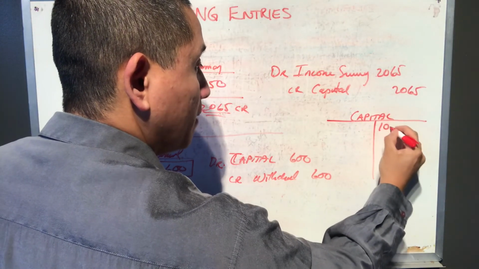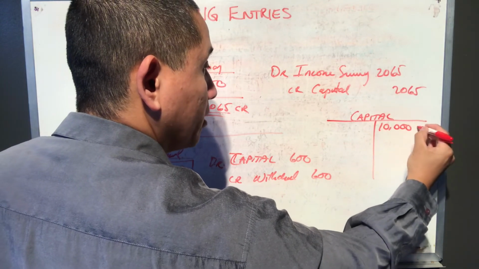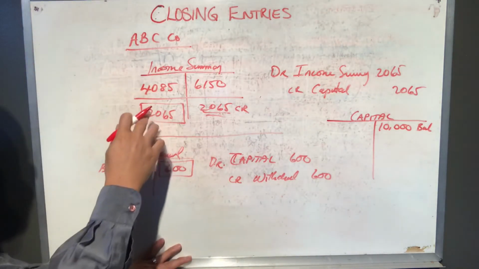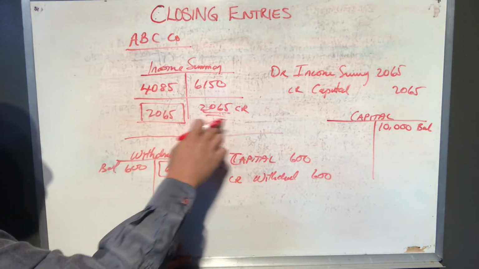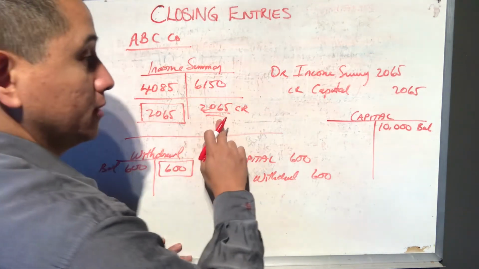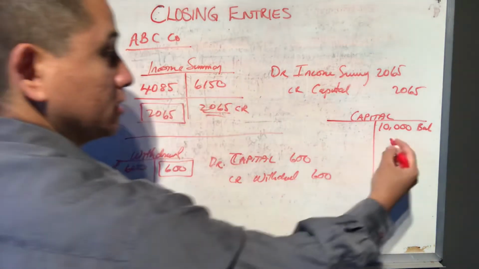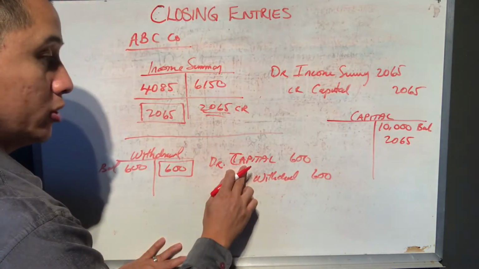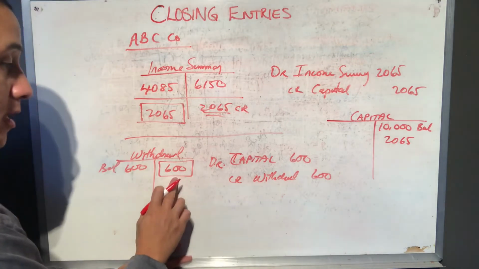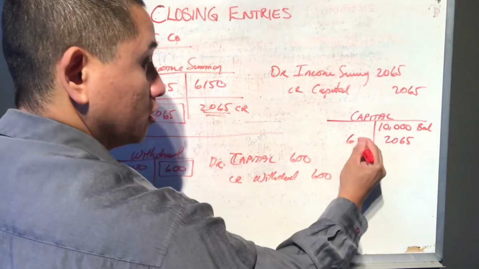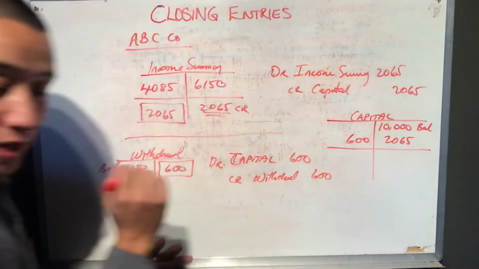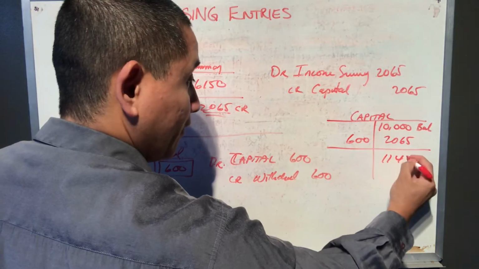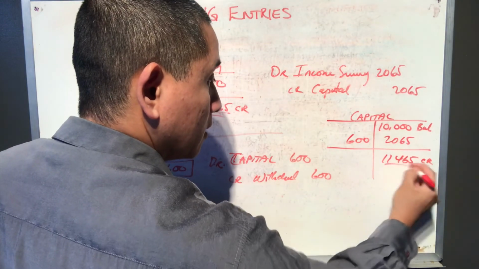So let's look at the impact on statement of owner's equity or the capital account. Let's say, for example, we had a balance carried over from prior accounting periods of $10,000. We know that there was a net credit that was closed out from the income summary because revenues were higher than expenses. So here it would be 2,065, and then we know that the capital was reduced by withdrawal because we closed it out with an offsetting debit of $600. So the net effect of all this is that there's still a credit balance of 11,465 in the capital account.